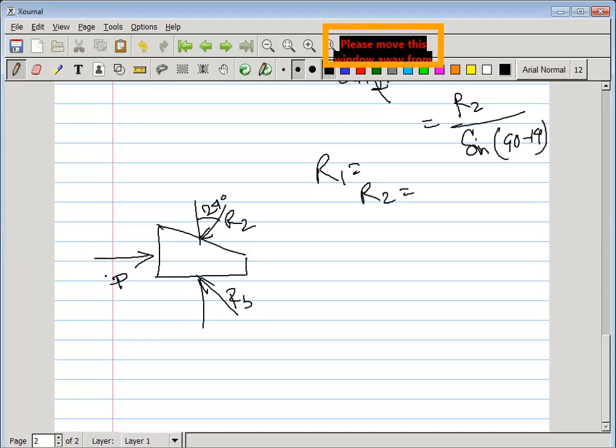And this one is the applied force. So we just convert it into the Lami's theorem. So to put this into Lami's theorem, what do we have to do?